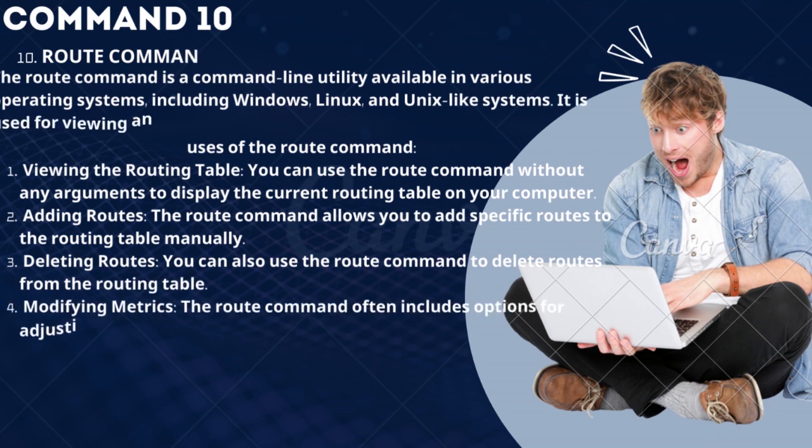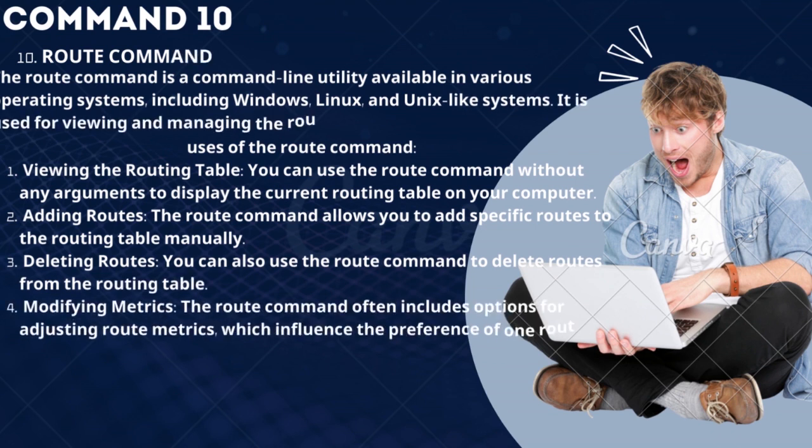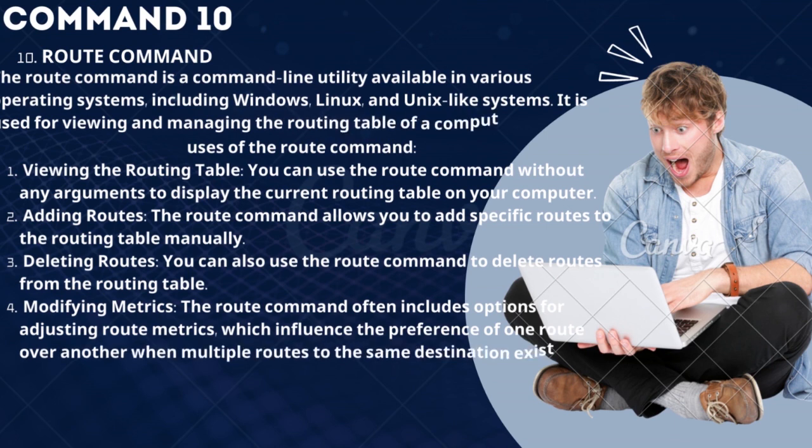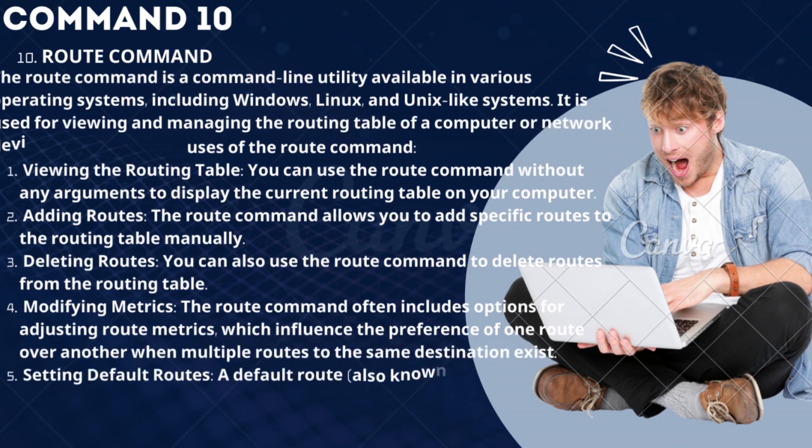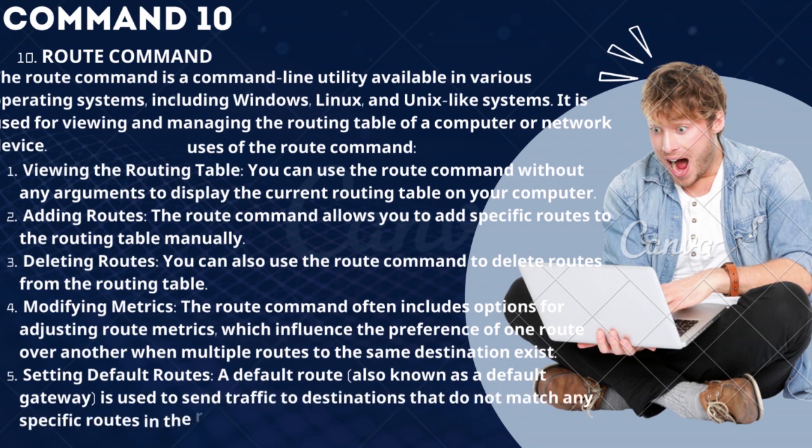Viewing the routing table: you can use the route command without any arguments to display the current routing table on your computer. Deleting routes: you can also use the route command to delete routes from the routing table. Modifying metrics: the route command often includes options for adjusting route metrics, which influence the preference of one route over another when multiple routes to the same destination exist.